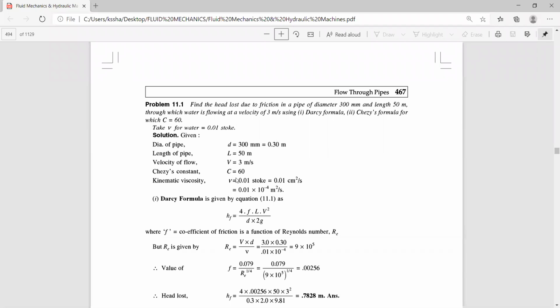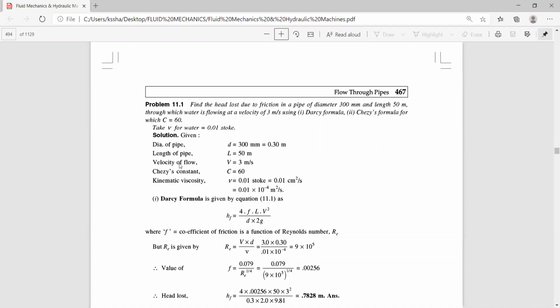Taking C as 60. Chezy's constant is given as 60. And also kinematic viscosity is given as 0.01 Stoke. तो आपको मालूम क्या करना है, लॉस ऑफ हेड ड्यू टू फ्रिक्शन HF, इसकी मदद से विद द हेल्प ऑफ डायमीटर, लेंथ, Chezy's constant, velocity, okay, and Darcy's formula.